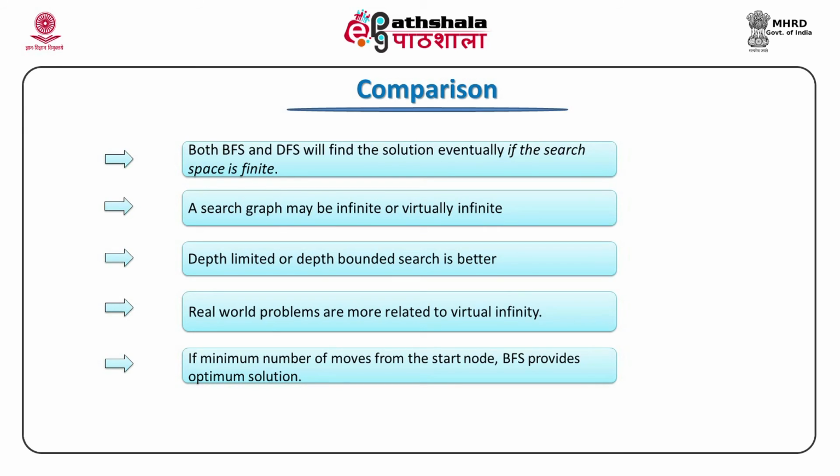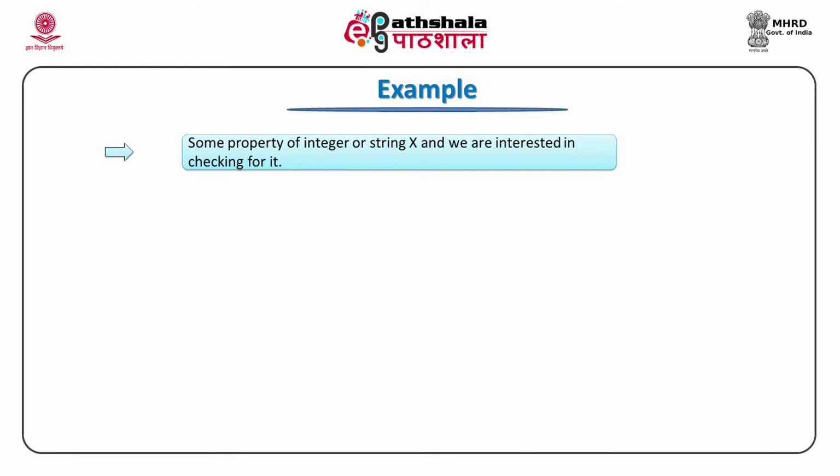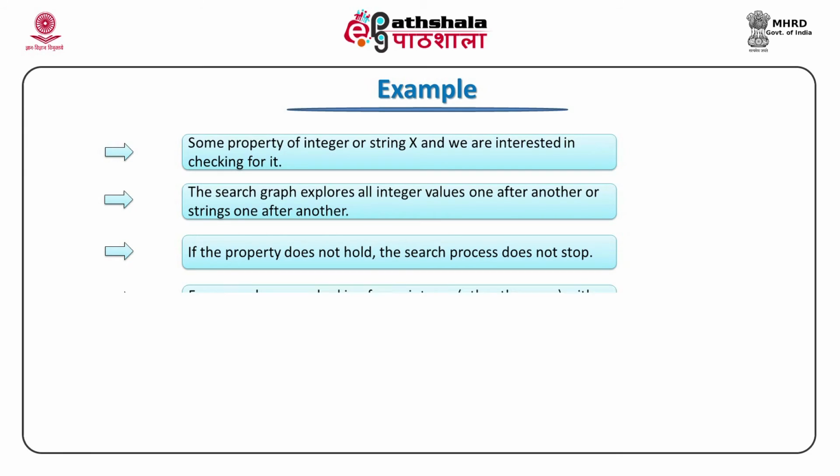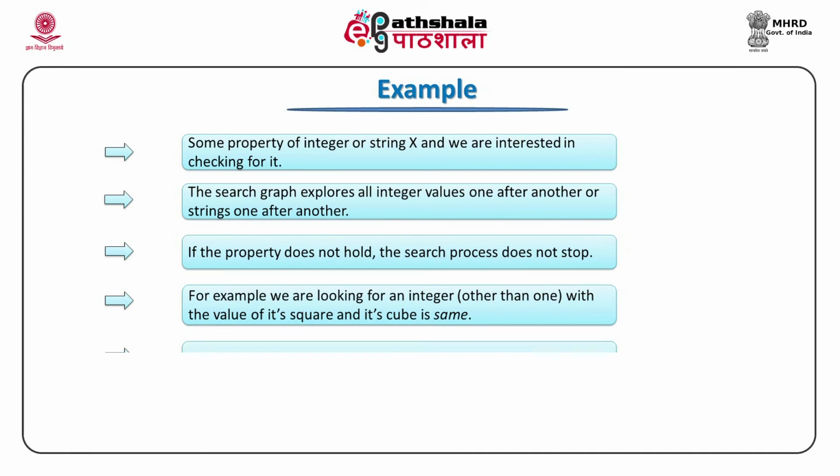If you want the solution in the minimum number of steps from the root node or the initial state, BFS is the best solution. I have already talked about this, the string X which we are interested in checking. If it does not hold, the process will not stop, and this is the example of the integer values that I was talking about. We must start with 4, 8 and 9, 27 and so on. We will never get two values which are equal.